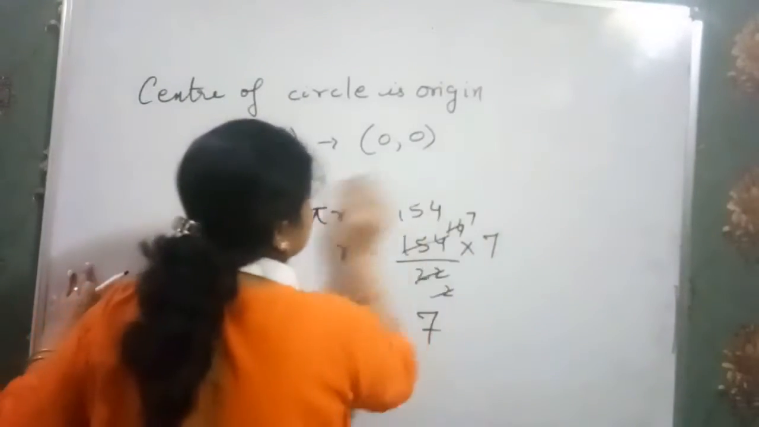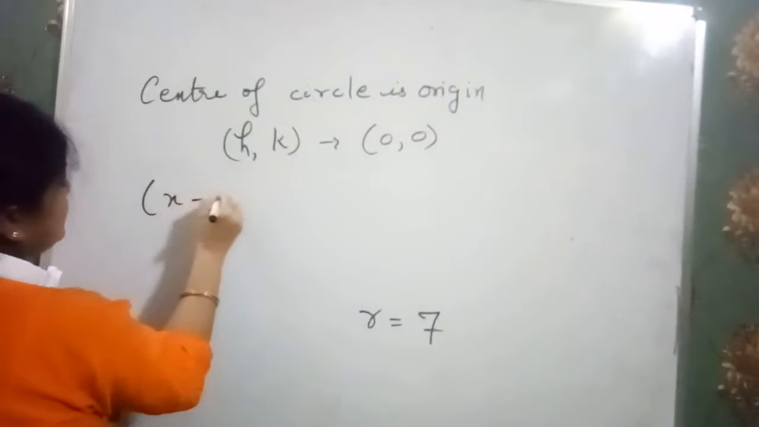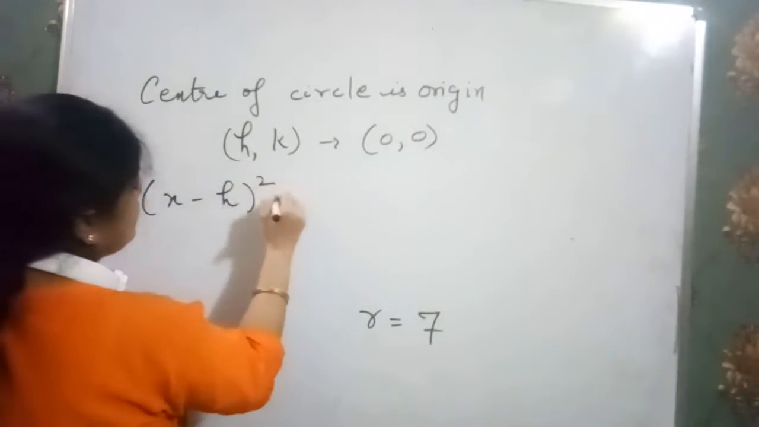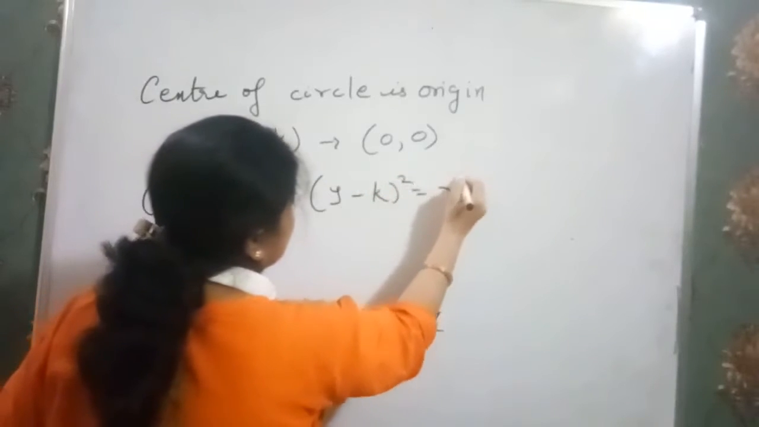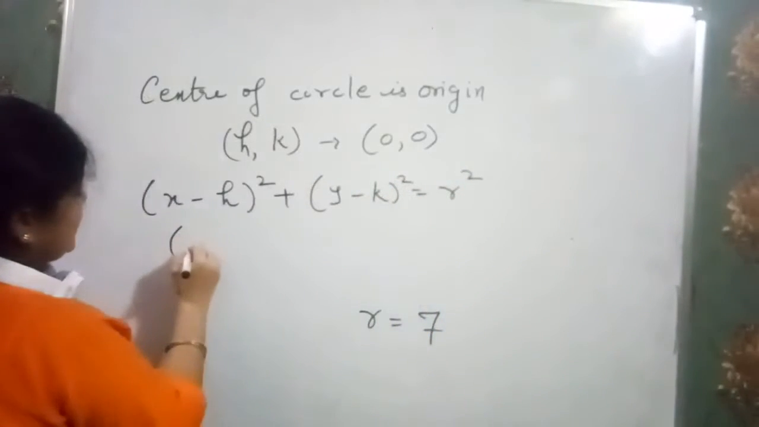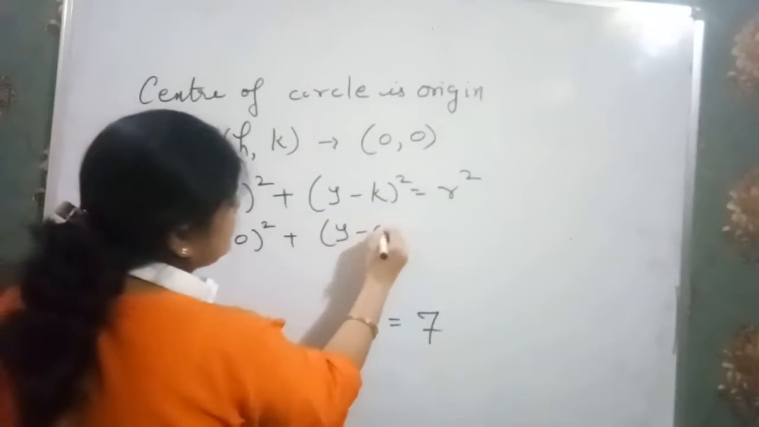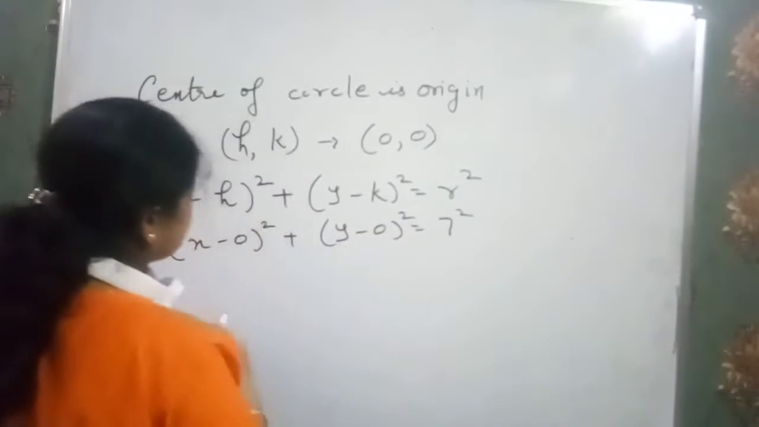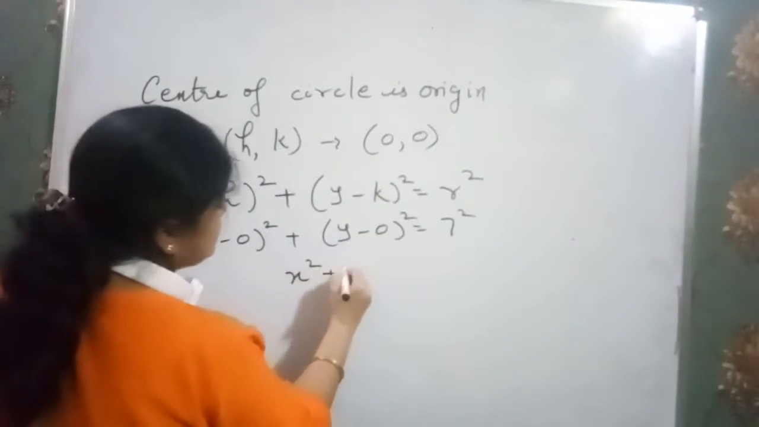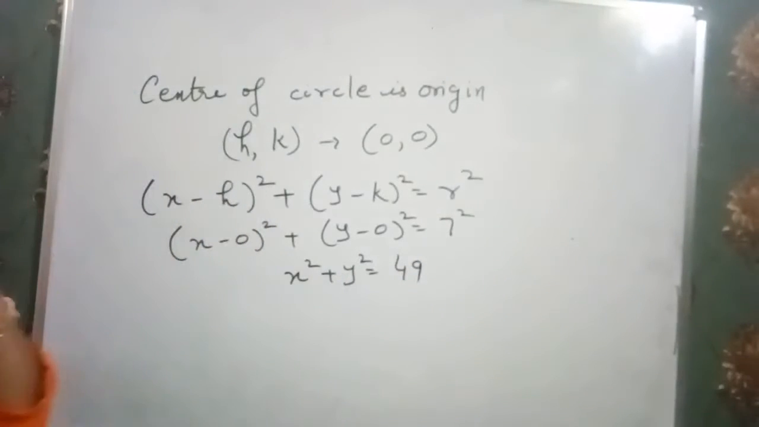So what is the equation of the circle? We have the equation of the circle (x minus h) whole square plus (y minus k) whole square is equal to r square. That means we have (x minus 0) whole square plus (y minus 0) whole square is equal to 7 square. Clear? So we have x square plus y square is equal to 49. In this way we can find the equation of the circle.